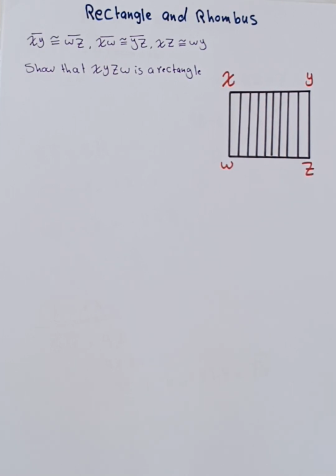And then if the diagonals of a parallelogram are congruent, then the parallelogram is a rectangle.